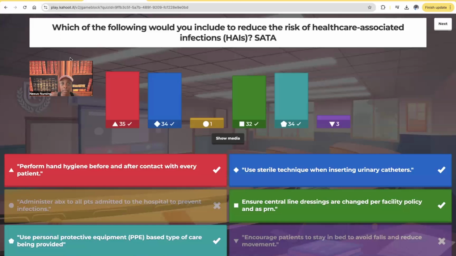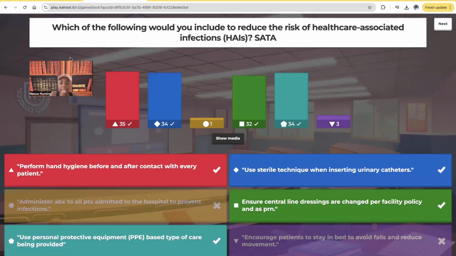Yes. Why? Because if, God forbid, you introduce a virus, a bacteria, a fungus, any pathogen, any microorganism into that central line, you want to know where it's going to go? Directly to the patient's heart. Do you want to be responsible for your patient? Absolutely not. Next, use PPE based on the type of care being provided. Absolutely. That's going to help stop the spread of infection.